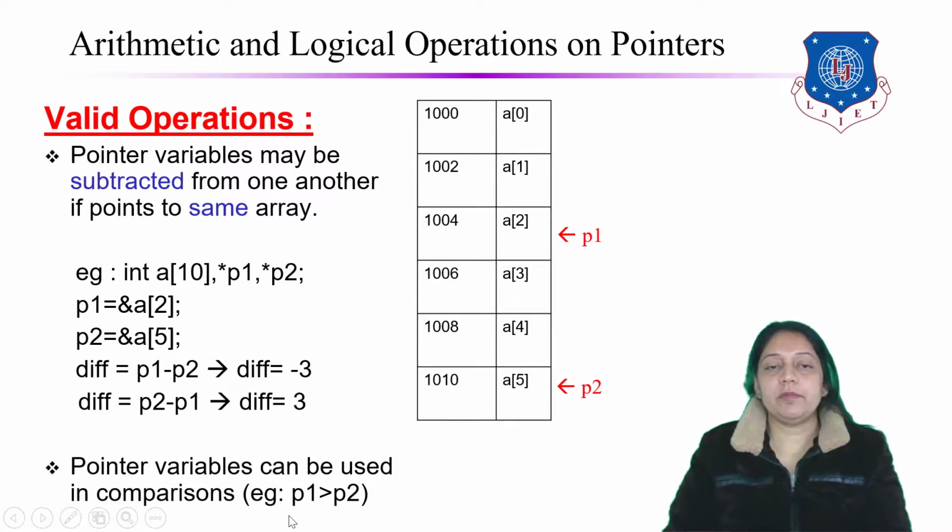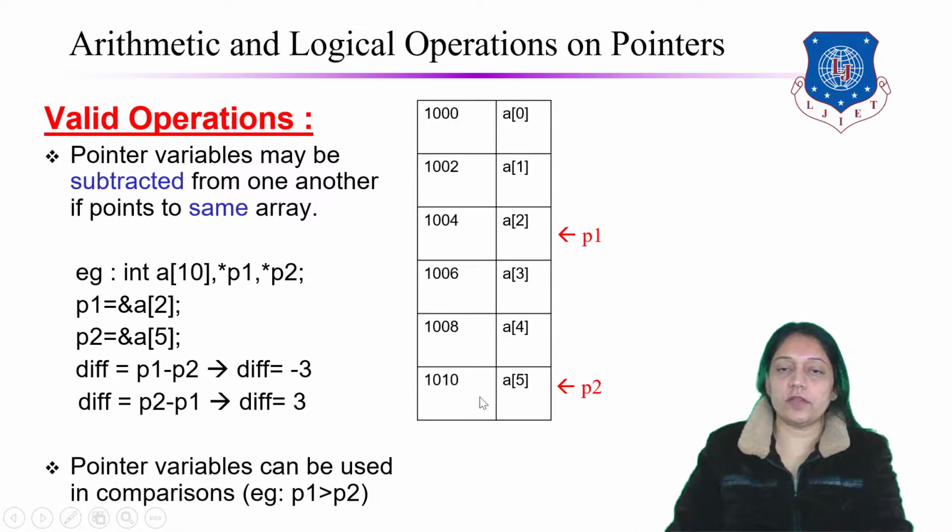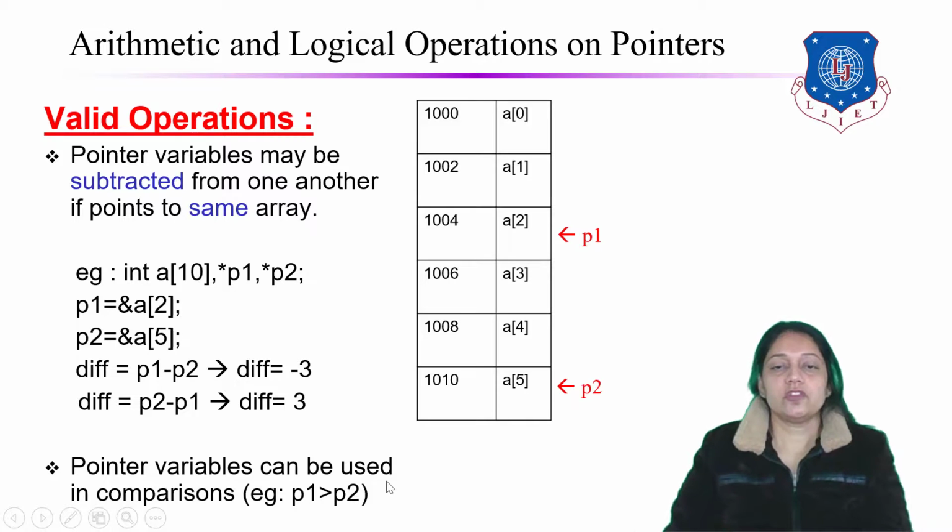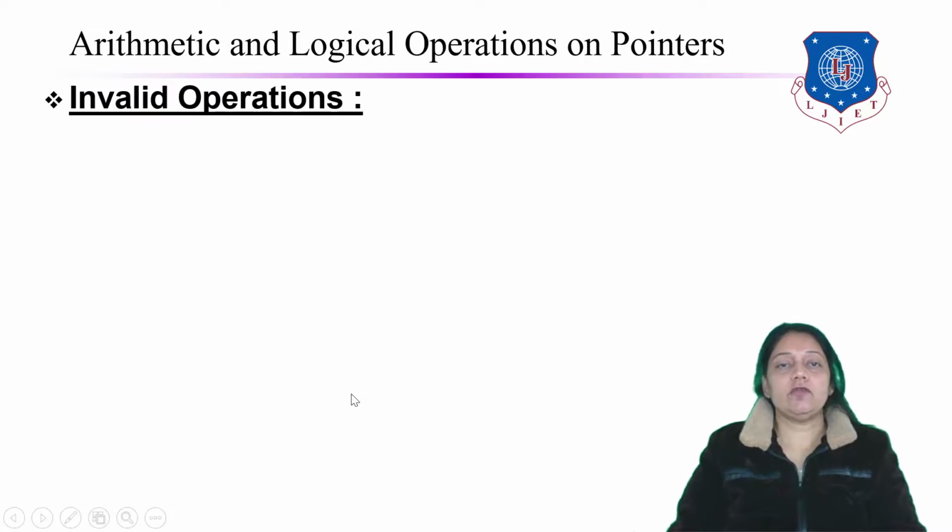Also, pointer variable can be used in all the logical operators, like in this fashion. If I write P1 greater than P2, so if the address of P1 is greater than P2, in our case, say for example, P1 is 1004 and P2 is 1010. So when I write P1 greater than P2, I'll get false. So you can perform any of the logical operators on the pointers and accordingly you will get the output as true or false.